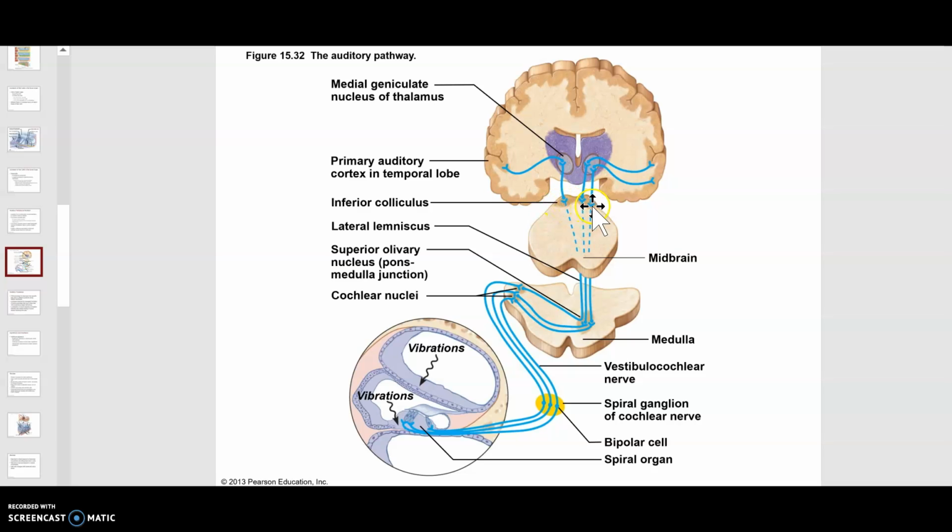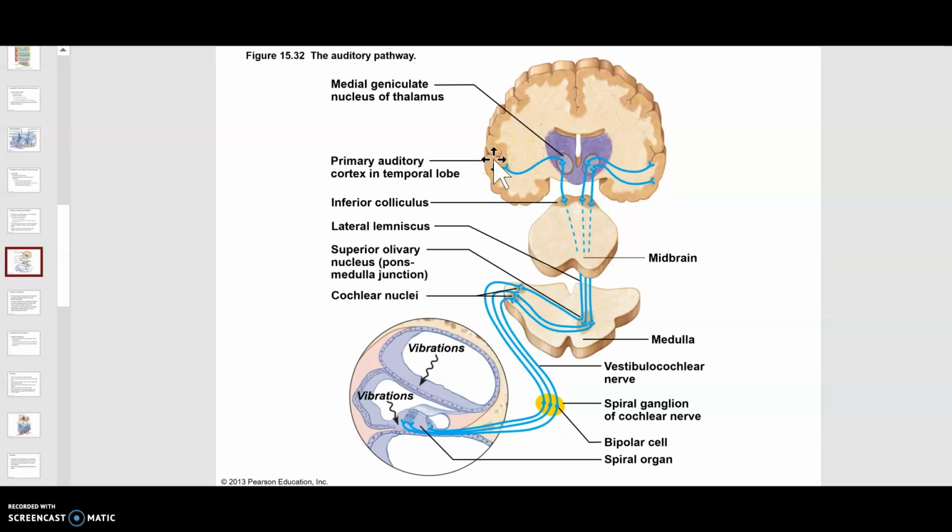Remember, vision had the superior colliculus. The inferior colliculus kind of assists you in turning the head in the direction of the sound that you wanted. Then they project to the medial geniculate nucleus. Remember, the lateral was vision. The medial geniculate is a nucleus in the thalamus there. And then they go to the primary auditory cortex that you see.